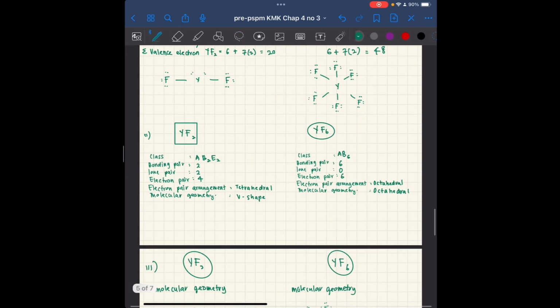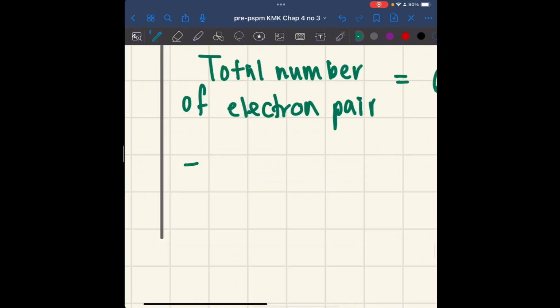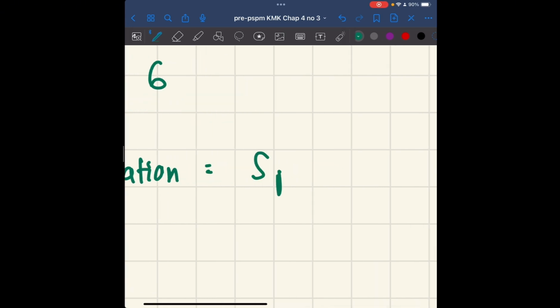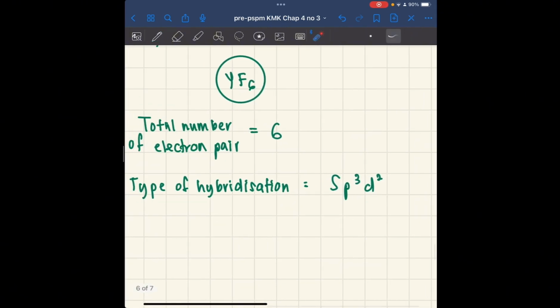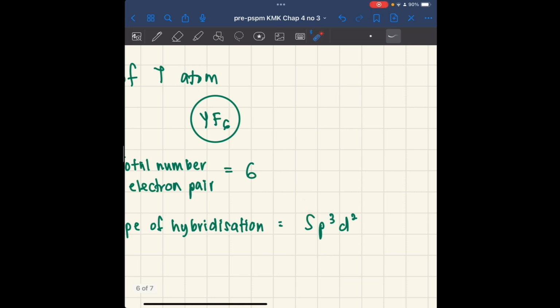Number of electron pair, we check back at the two Roman, which is 6. Hybridization is sp3d2. So for me to know the type of hybridization, you know the total number of electron pair, which is 6. So we have this 1, this is 3.